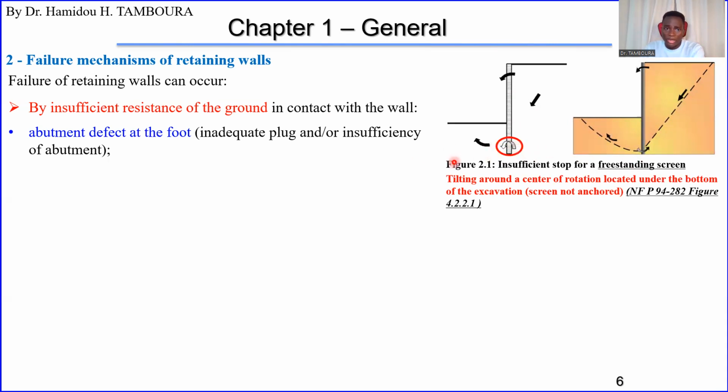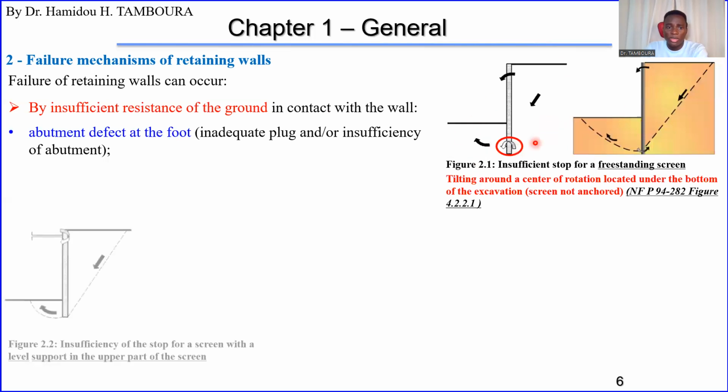Remember this situation: abutment deflection is because the part in the soil, in the ground, is short. The length in the ground is not enough. In that case, we may have this kind of situation.